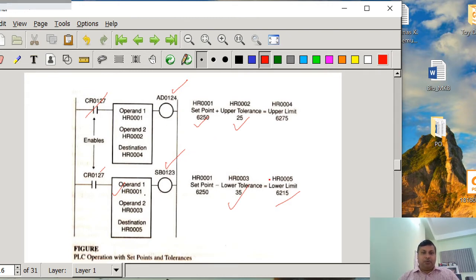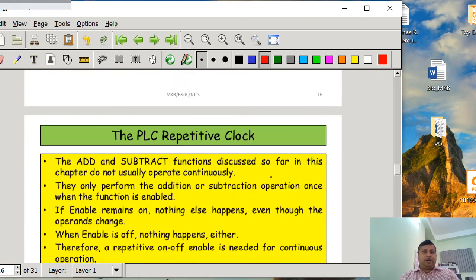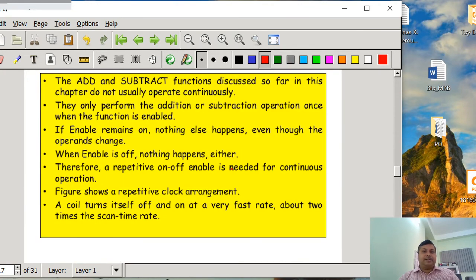Here you can see that the add and subtract functions discussed so far in this chapter do not usually operate continuously. They only perform the addition or subtraction operation once the function is enabled. If enable remains on, nothing else happens even though the operands change. When enable is off, nothing happens either. Therefore, a repetitive on-off enable is needed for continuous operation.